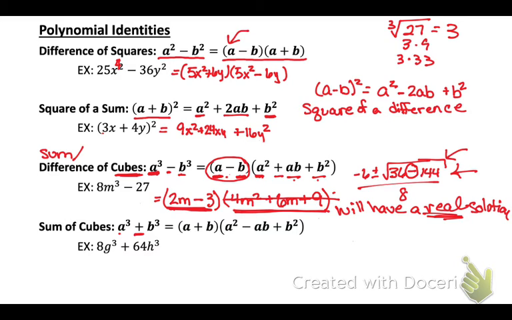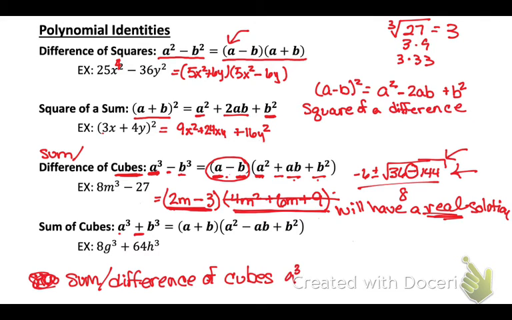I said I would write sum. I can't write. Sum, difference of cubes. Okay, now can I finish, please? It would be a cubed plus or minus b cubed is equal to a plus minus, that means same sign, yes? Plus minus. Everyone follow that?